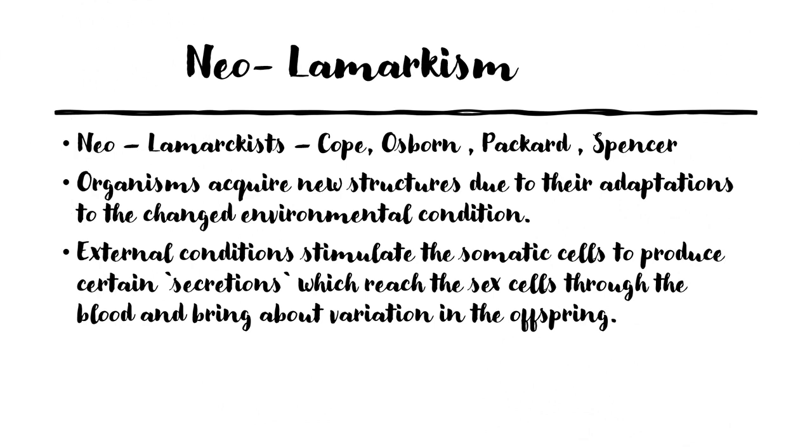So the next one is regarding neo-Lamarckism. Neo-Lamarckism in the sense that, of course, a group of people was against the Lamarck theory, but on the other hand, a group of people supported this Lamarck theory. The people who supported the Lamarck theories are known as Lamarckians, neo-Lamarckians, right? Here a few people's names are mentioned: Hope, Osborne, Packard, Spencer. These are all neo-Lamarckists. They supported what was said by Lamarck. The basic concept of Lamarck is inheritance of acquired characters, right?